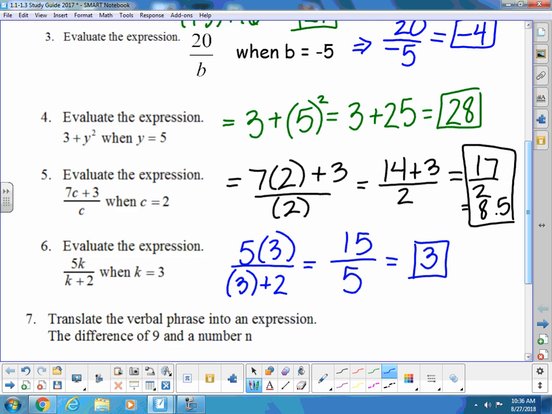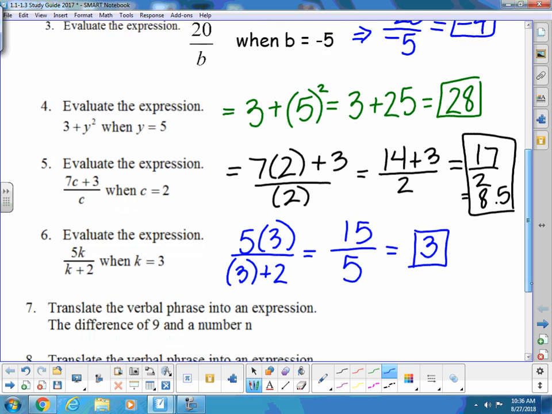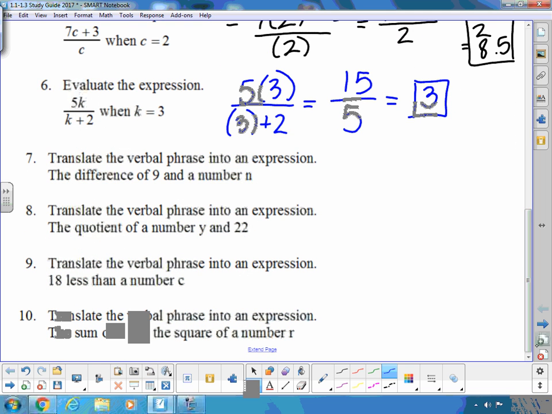Questions, comments, concerns, evaluating, using order of operations. All right, next couple at the bottom here. This is what we practiced on Friday, translating a verbal English sentence into a math expression.